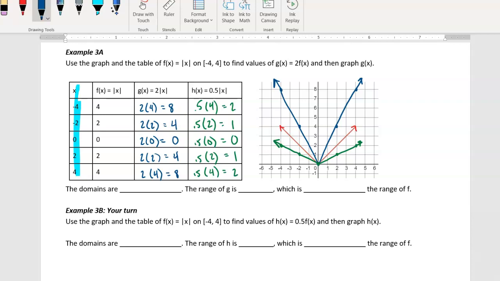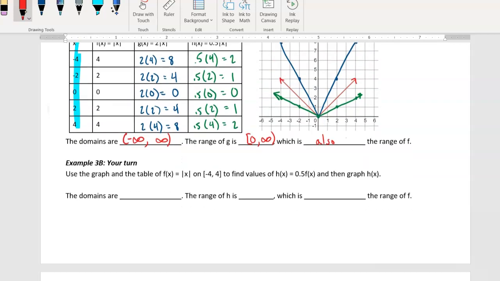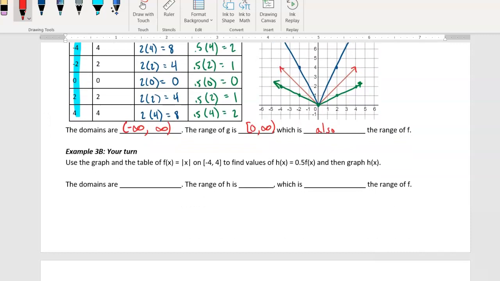So there are some similarities here. The domains for all of these are negative infinity to infinity. And the range for all of these starts at 0 and goes infinitely up. And f is referring to the parent function. So the domain and range didn't change despite the fact that we either stretched or compressed these graphs. And that's what this is saying as well. So function h was the last one we did.